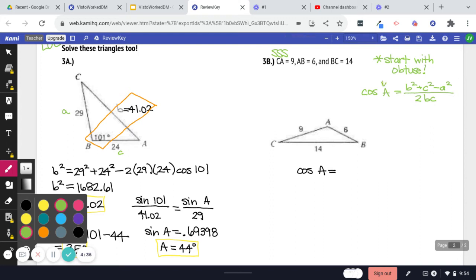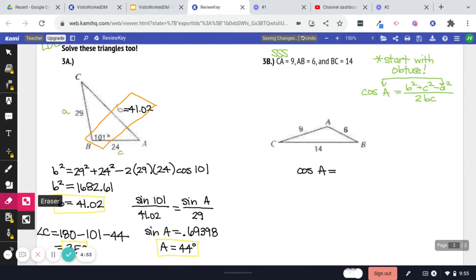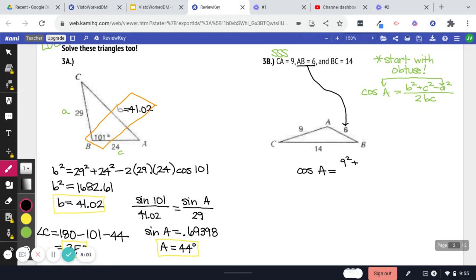Remember, if I want to know about angle A, then side A is sort of that outcast side that is going to be subtracted. Here's what I mean in terms of this problem. I think this is an 8. Nope, not an 8. You want to know how I know it's not an 8? Because it says 6 right here. So I'm going to do 9 squared plus 6 squared. If you did it with an 8, my guess is you did just fine. Minus 14 squared, and then 2, 9, and 6 repeat.